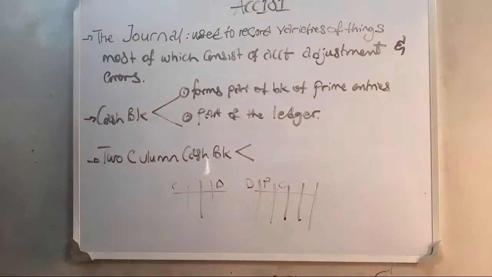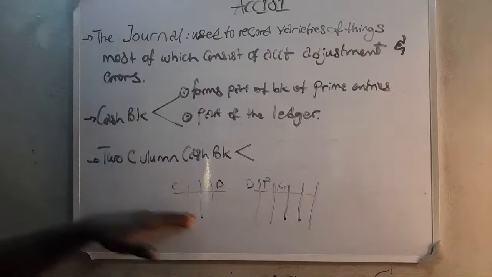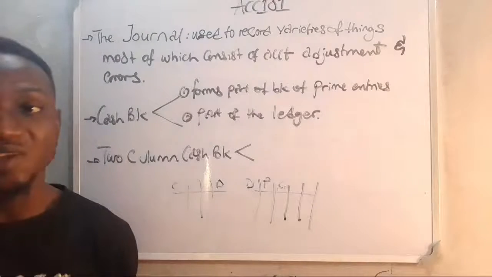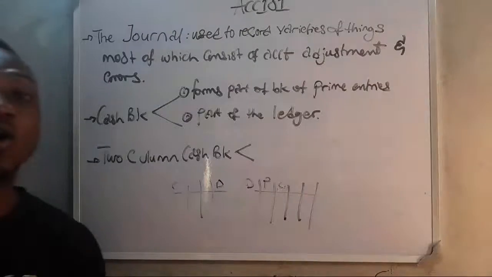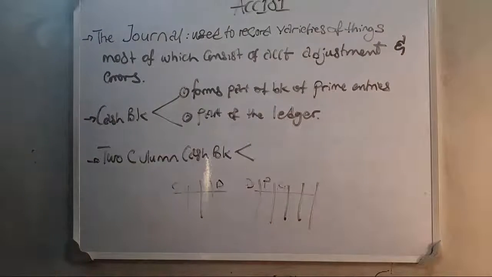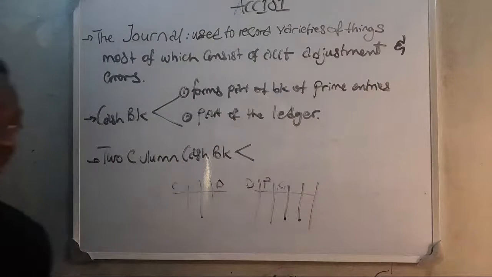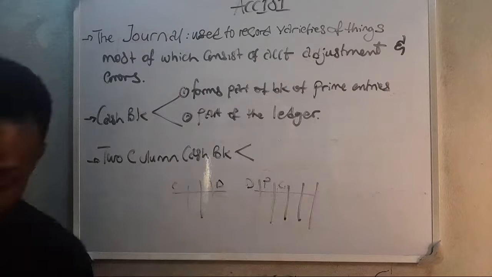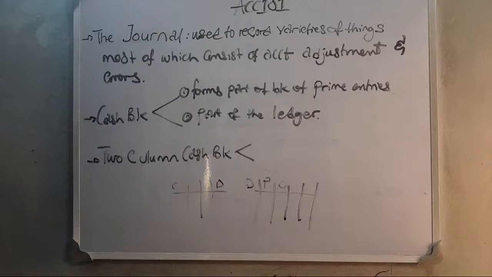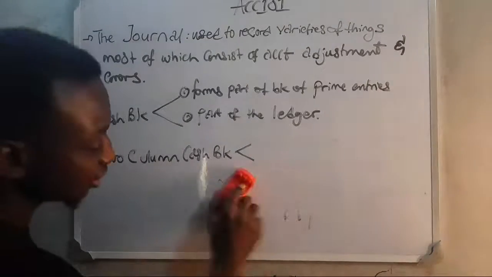So in the single column cash book, we have nothing like bank, but in the 2-column cash book, there's a column for bank, and in the 3-column cash book, we have what we call discount, if I'm not mistaken. So that's the difference between 2-column and 3-column cash books. We'll get to know more of that when we get to our 300 level. We'll begin to do the postings.